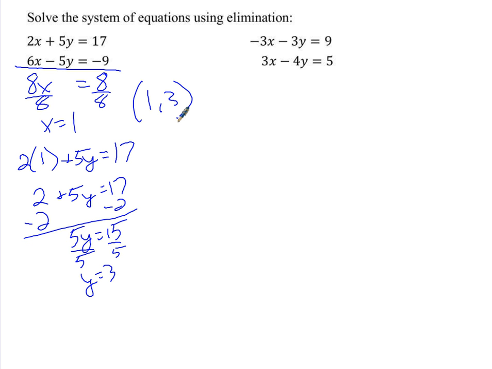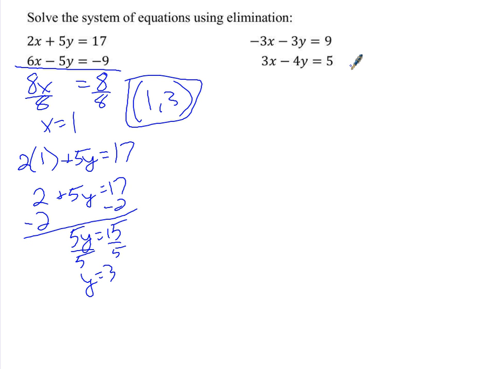These problems are easy to check. I take a 1 and I plug it in for x. I take the 3 and I plug it in for y. 2 times 1 is 2. 3 times 5 is 15. 2 plus 15 is 17, so it works. I don't know how long that took, but it wasn't very long. This will be 6 minus 15. 6 minus 15 is negative 9. It's not like I got to write anything down. I can check it in my head, but check your work to make sure you're doing it correctly, especially when you first start off on these.